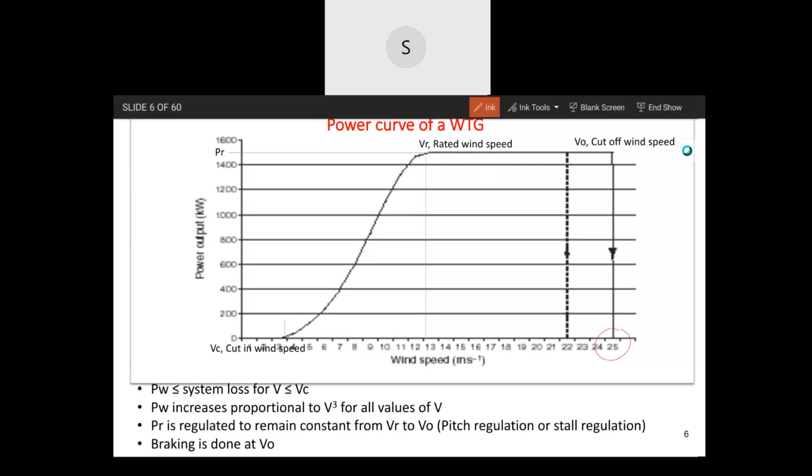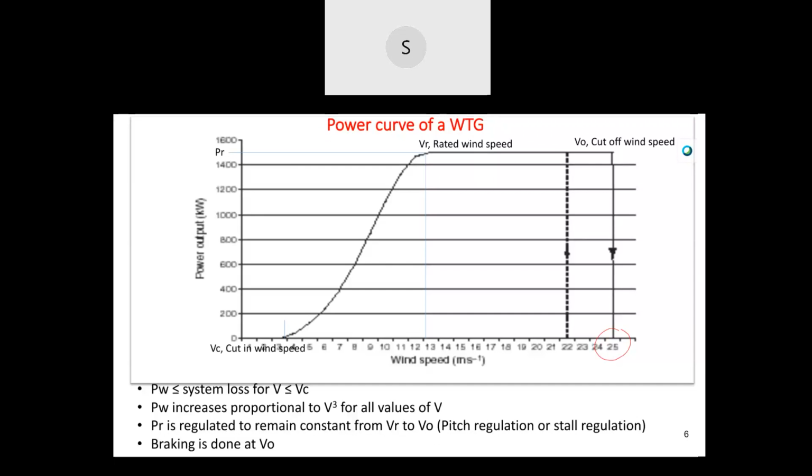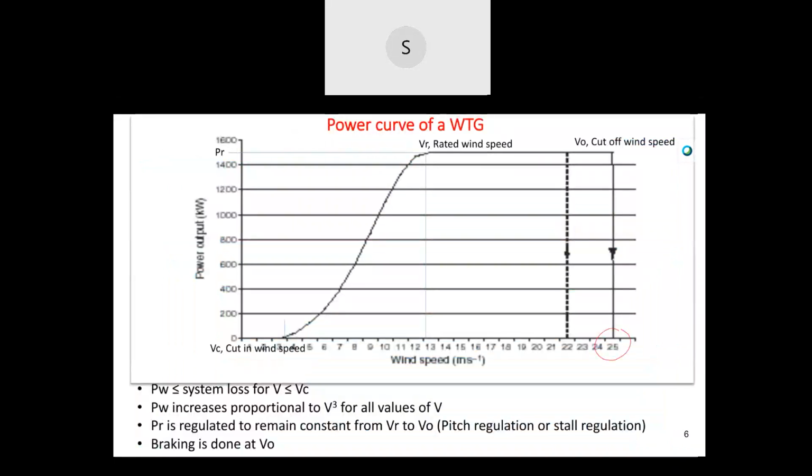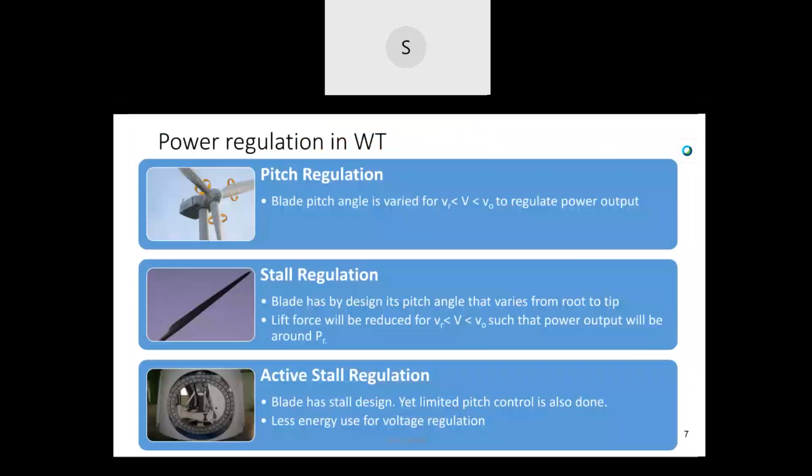Okay, so let me proceed. Maybe a bit faster I will go. Yeah, so this portion that is regulating the power from the rated wind speed to the cutoff wind speed. This is called power regulation of the wind turbine. The standard practices are pitch control and stall control, and the mix of these two is called active stall.